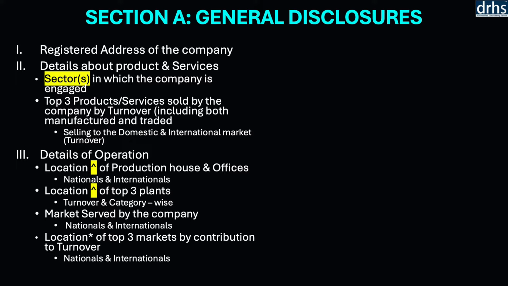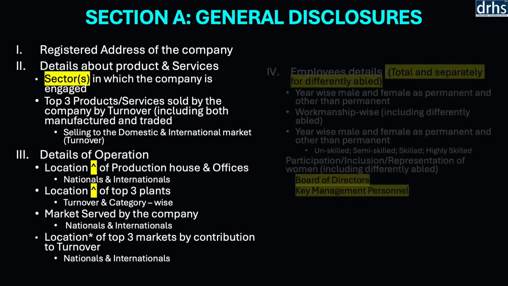Here category is classified into three: category A, within 50 kilometers of the protected area, while category B, within 50 kilometers of the biodiversity hotspot, while category C, where the high water stress zone is overexploited or critical as per the Central Ground Water Board. Besides, it also gives details of the markets served by the company at the national and international level, including the three top markets by contribution to the turnover.